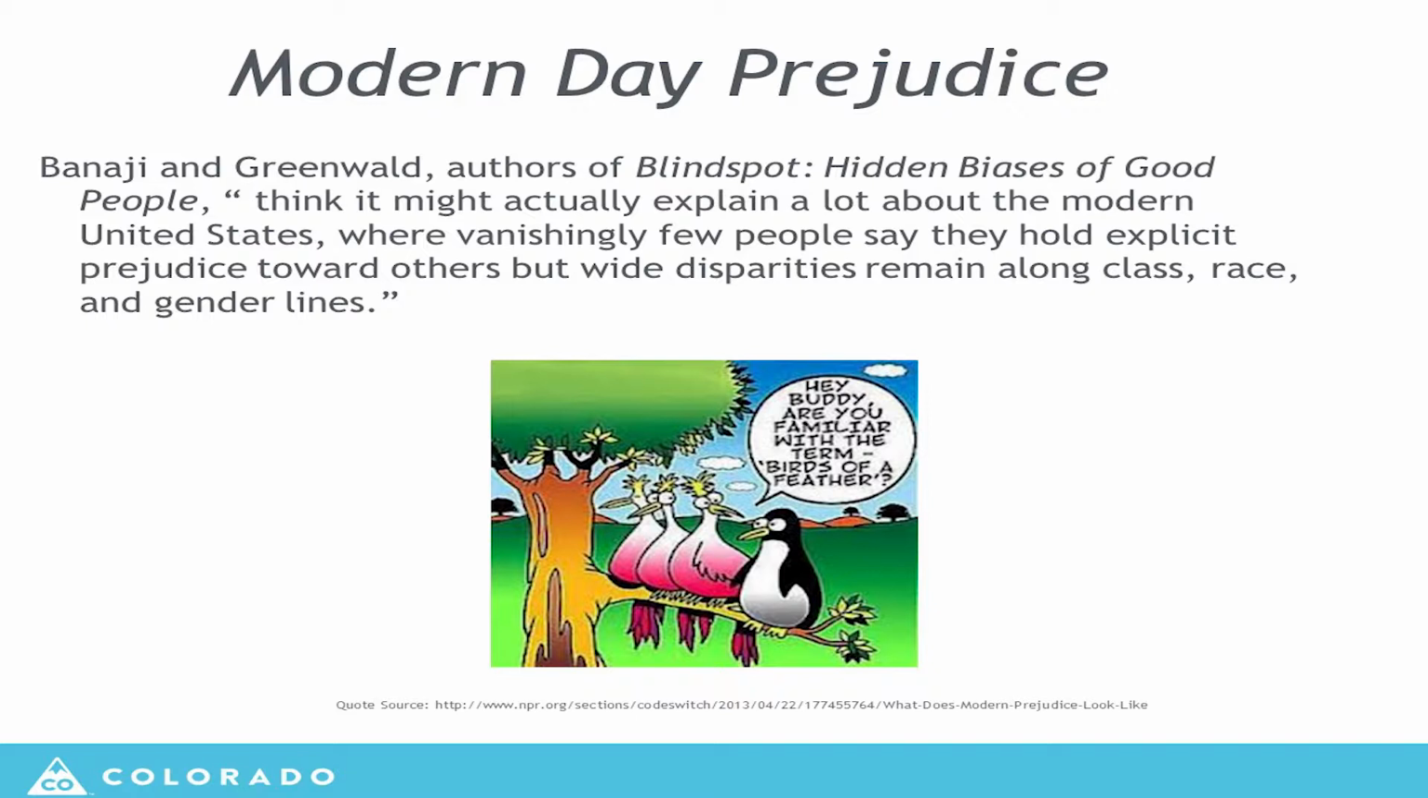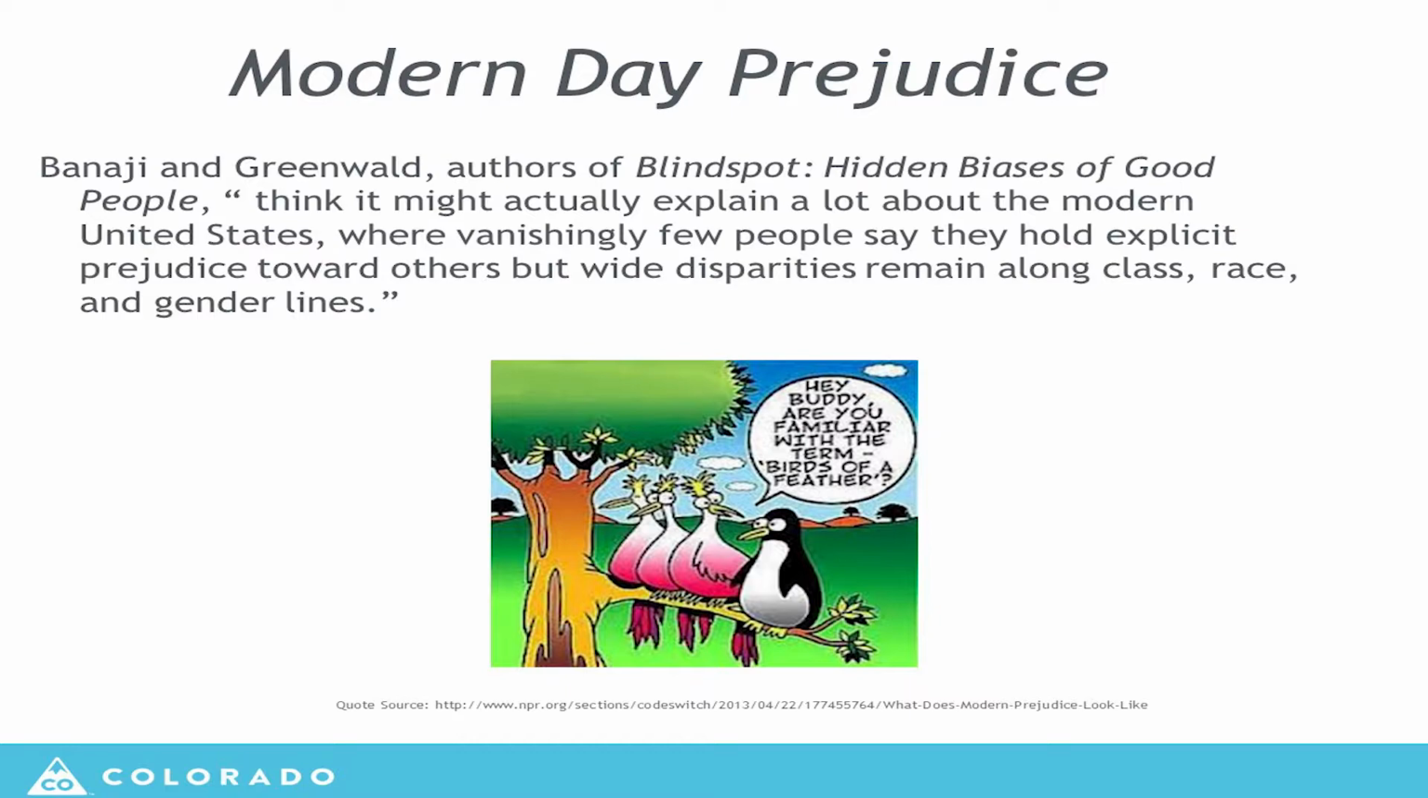The researchers suggest that modern day prejudice, the number one indicator of it is disparities. And so then we have to understand, well, what does this look like in our workplace? If we have disparities, we know we've got modern day prejudice. So how do we then identify it? And so these researchers, their names are Banaji and Greenwald.